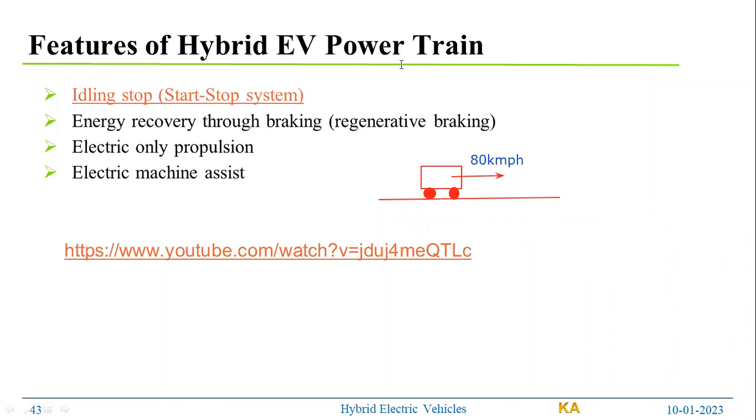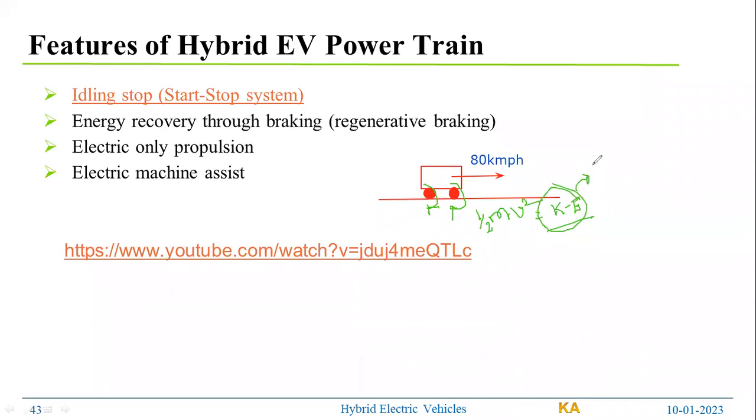So when you apply a brake, there is energy generated at the wheels. When you apply a brake, there is energy developed at the wheels, that is half mv square, mass into velocity square, that is kinetic energy. So this kinetic energy can be converted.